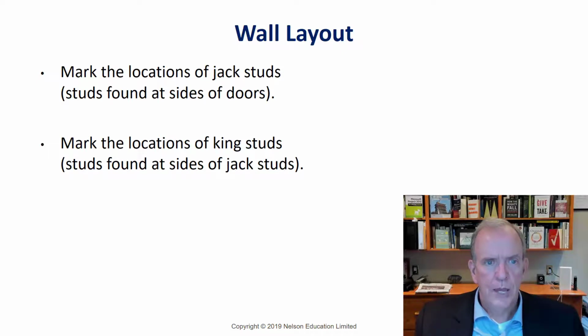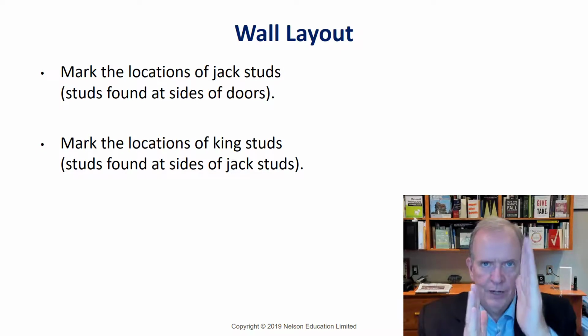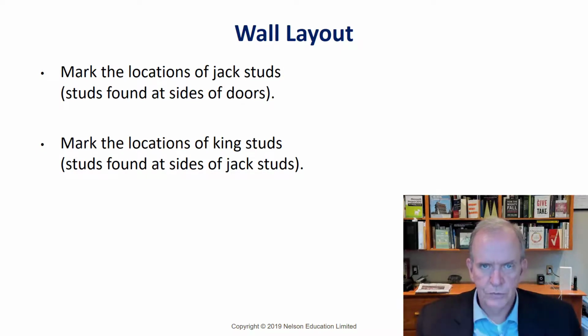And so you mark the location of all the jack studs. The king studs, they call the king stud the stud that goes beside the jack stud. The building code doesn't have an official name for king stud. It's just called a stud because it runs full height. But just to differentiate, the king stud runs full height, and that's what your jack stud goes against.